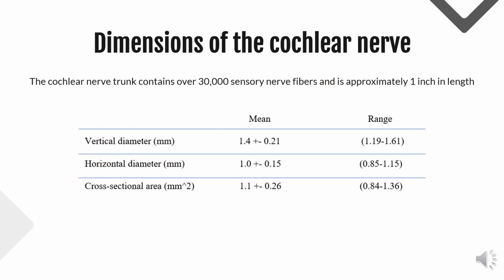The auditory nerve contains over 30,000 sensory fibers, and it's about 1 inch in length. But regarding the cross-sectional area, it has a range from 0.84 to 1.36 millimeters squared, as shown in the table below.